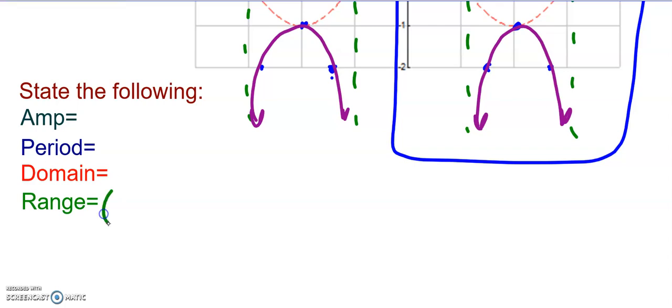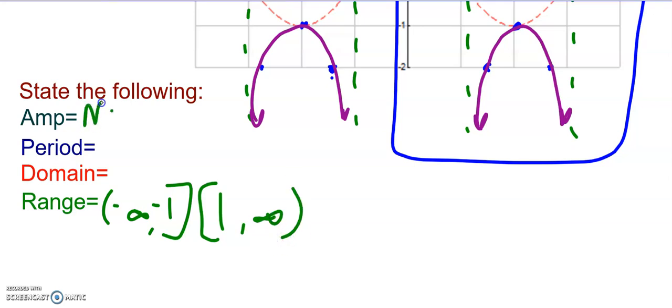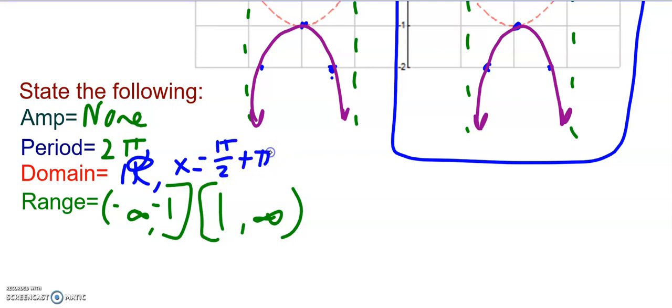So the range is the same, -∞ to -1, 1 to infinity. Therefore, our amplitude is none. The period we just talked about, that is 2 pi. The domain is going to be all real numbers, x does not equal, pick an asymptote, plus the distance between asymptotes times n. So that is the secant function.